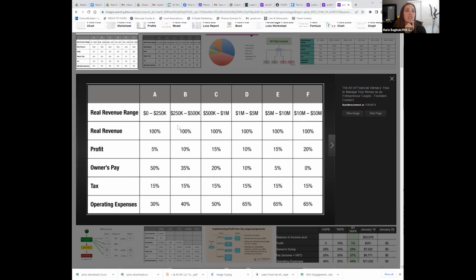But basically, Jake and I looked at this and tweaked it a little bit, because we were looking in this range, right, Jake? We really wanted to have 50% go back into operating expenses. So we made up our own percentages, a mix of all three of these columns. We take 30% for owner's pay, 5% profit, 15% for tax, and 50% for operating expenses.